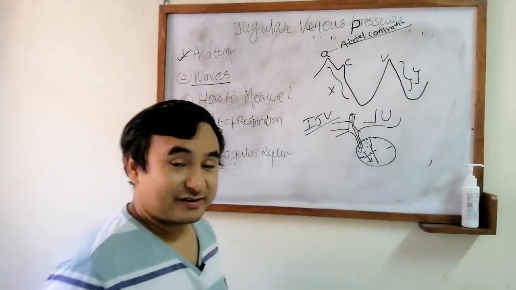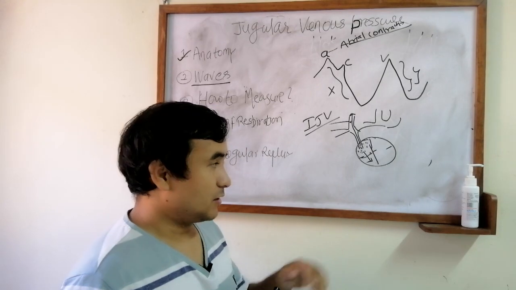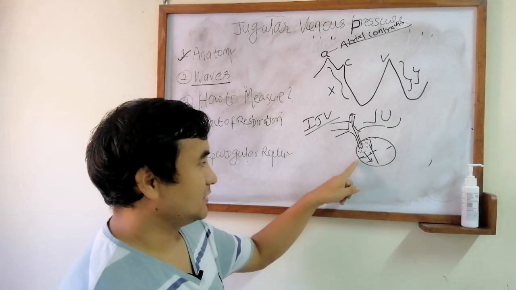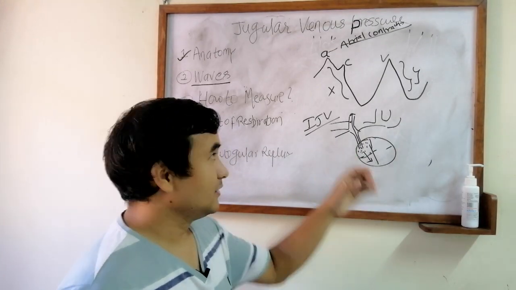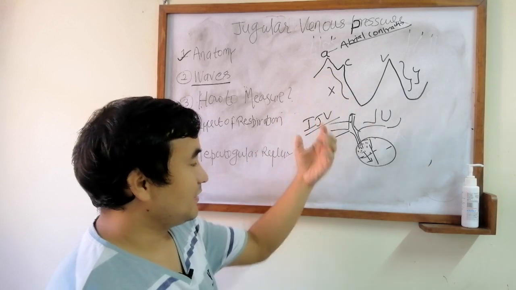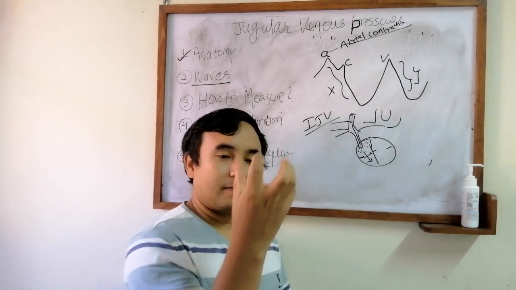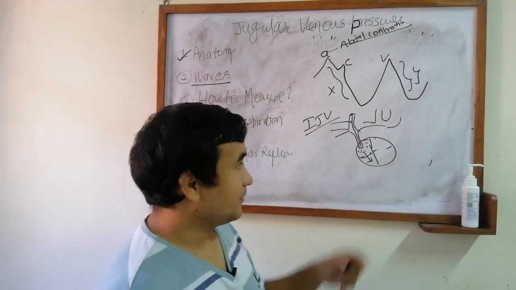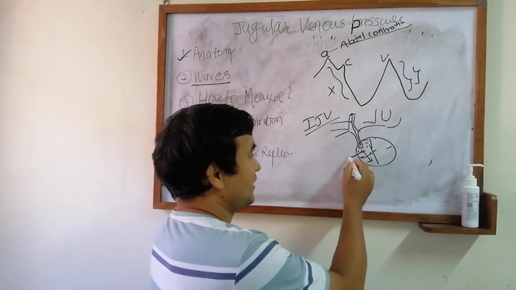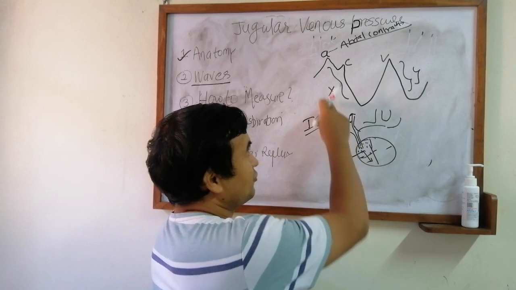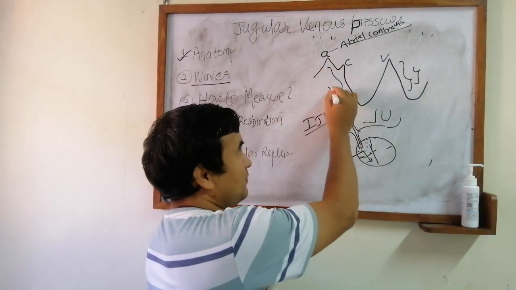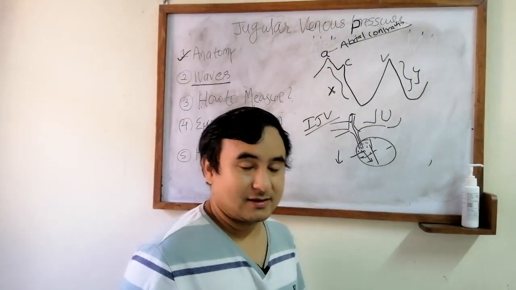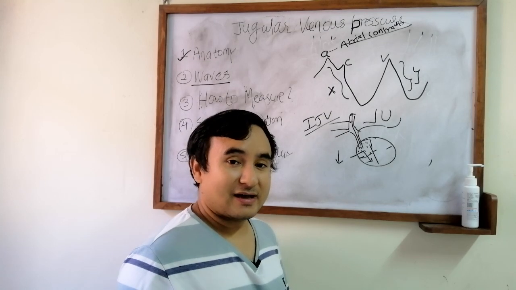Once the atrium contracts, then the atrium starts relaxing. Once the atrium is relaxing, there will be a drop in the atrial pressure. This drop is denoted by the X wave. So that's why there is an X descent. It's because of the atrial relaxation.